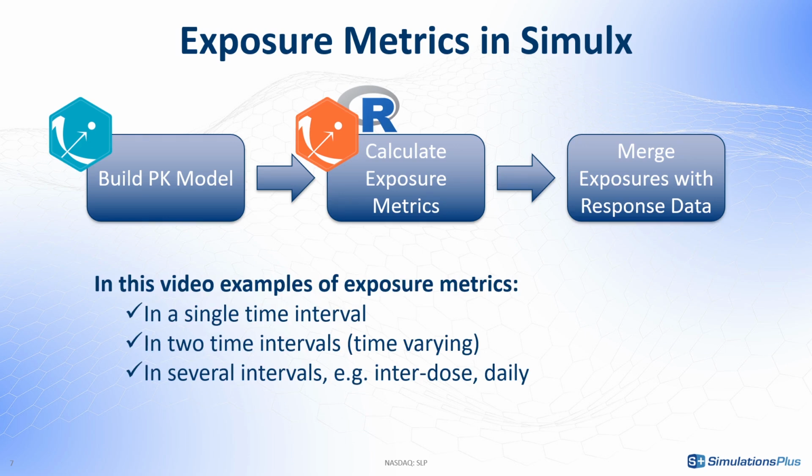In this video, I will show you how to calculate exposure metrics with a few examples. First example will be when we want to calculate exposure metrics in a single time interval. Then, in 2 intervals, then we will calculate exposure metrics over several intervals, like interdose or daily, that can be common or specific for each subject. We will look at typical metrics like Cmax, C-average, Ctrough, and AUC, and I will also show you how to merge the calculated exposures with PD data.